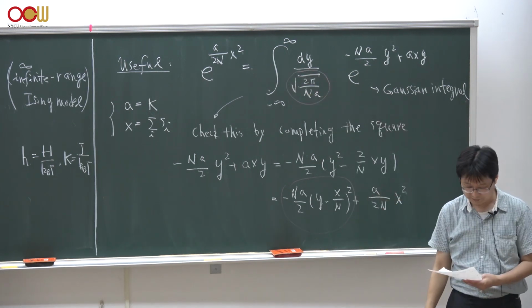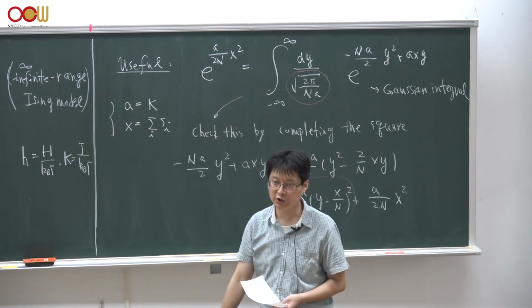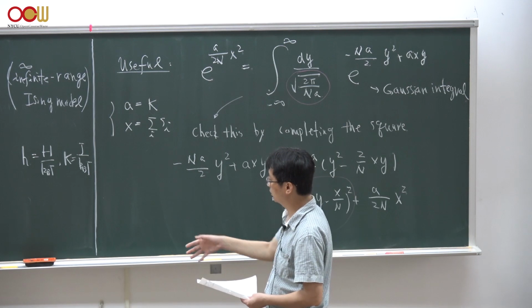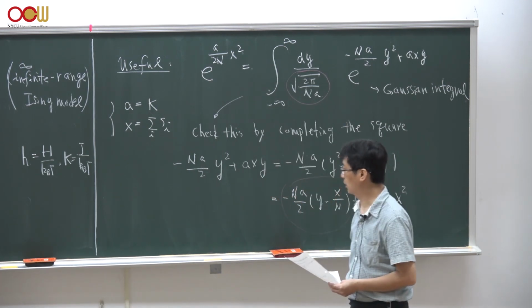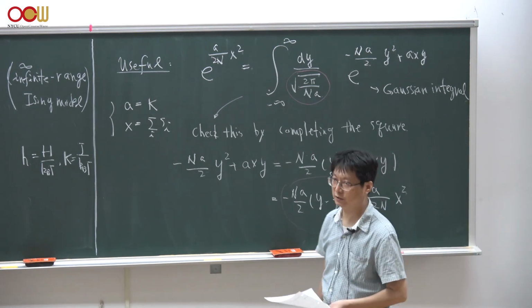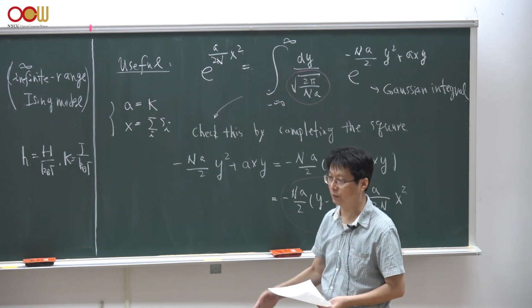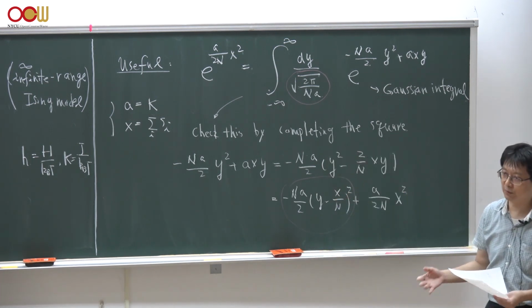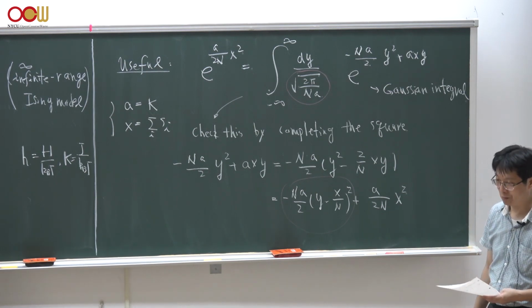All right, so let's take a short break. When we come back, we'll continue taking advantage of this Gaussian integral and rewrite this partition function for an infinite-range Ising model, and then we'll see that this actually supports the exact solution when N goes to infinity. And we will derive the critical exponents of such a toy model in just a moment.